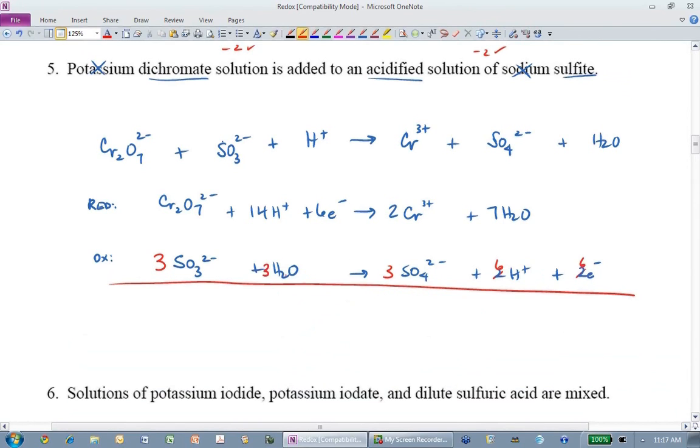So 3 waters versus 7 waters. Lose all of those. This reduces to 4. 6 H pluses versus 14. Lose all 6. This goes down to 8. The whole point of this was to cross those off. So now clean up.